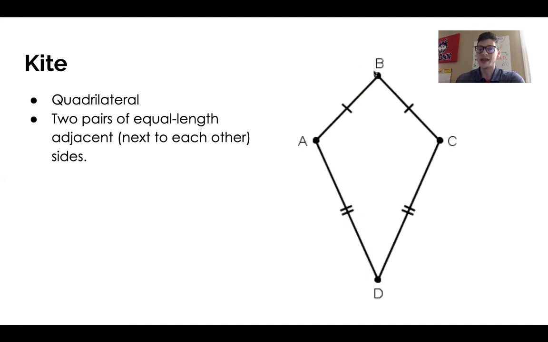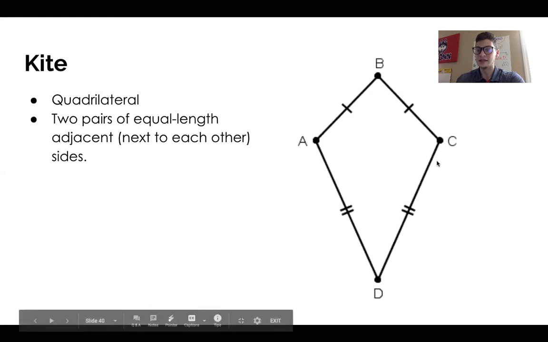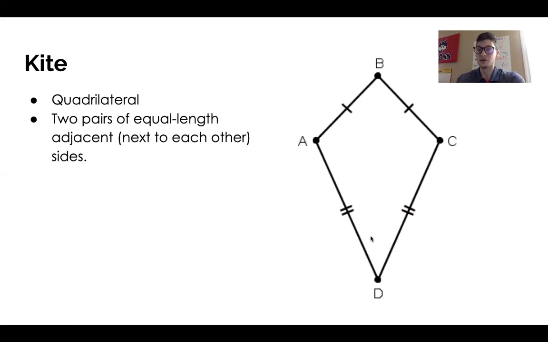So between A and B, I see that 1 hash, and between B and C, I see that same hash. That indicates to me that A to B and B to C are equal in length. And then the reason that you have 2 lines here between A and D and C and D is to indicate that those lines are also equal to each other, but a different length, right?